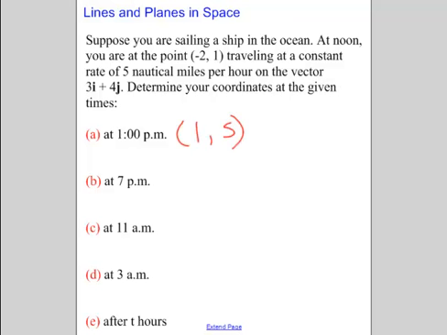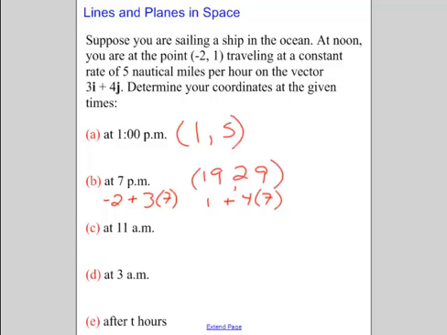And then 7 hours later, you started at -2, and then you moved 3 for every hour, so 3 times 7. And so that's going to be the new x value, which is 19. And then your y location, you started at 1, and then it's 4 for your y times 7 hours later, which gives you 29. So it's the coordinate point (19, 29).